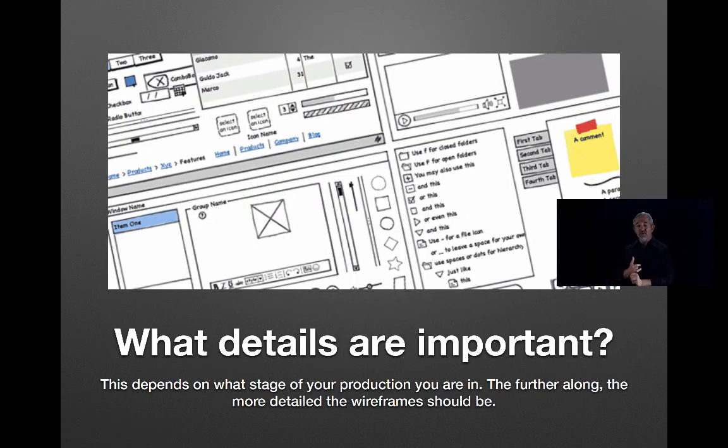So what details are important? Well, it depends on where you're at in production. Near the beginning of production, you want sketches, roughs, less detail, just trying to get the idea. As you move forward into production, you're getting towards the final. That's when you start putting in the final details, putting things exactly where they're going to be, making them the exact sizes they need to be, and making sure your interactions are all working correctly.